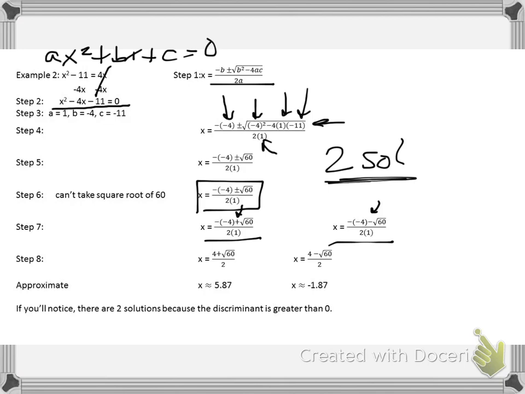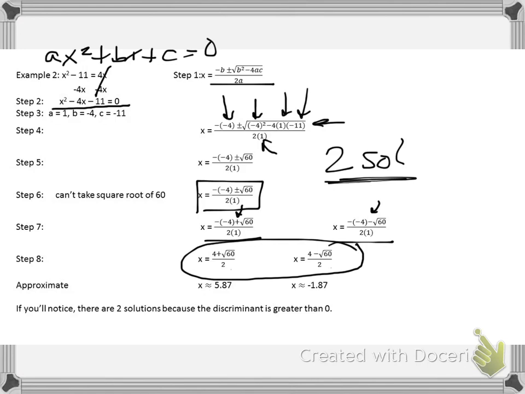Last, I'm going to simplify. A negative negative 4 becomes a positive 4. 2 times 1 becomes 2. Again, negative negative 4 becomes positive 4. 2 times 1 becomes 2. So these are your solutions.